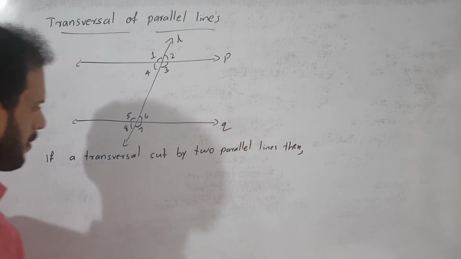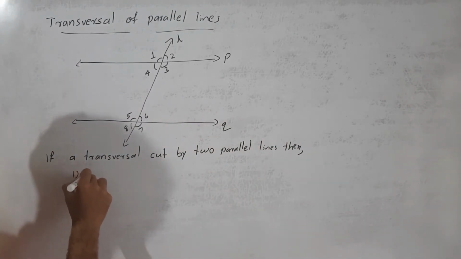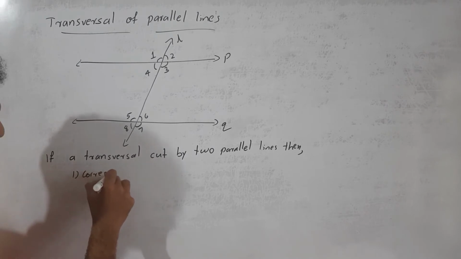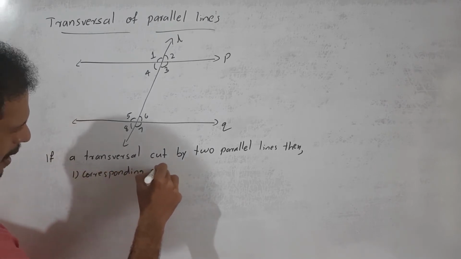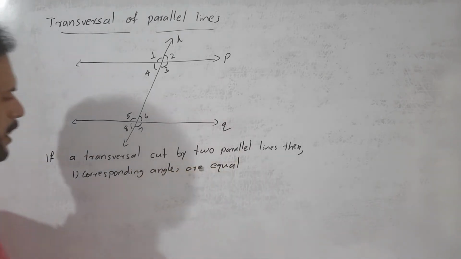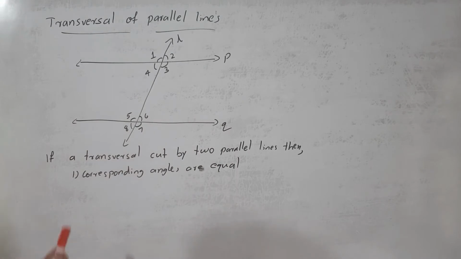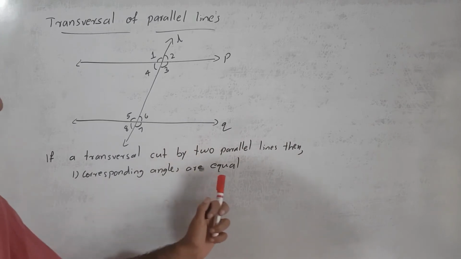Then the first one: if a transversal cuts two parallel lines, what is the first property? The first property is corresponding angles are equal. Corresponding angles are equal. That is the first property. If a transversal cuts two parallel lines, then the corresponding angles are equal.